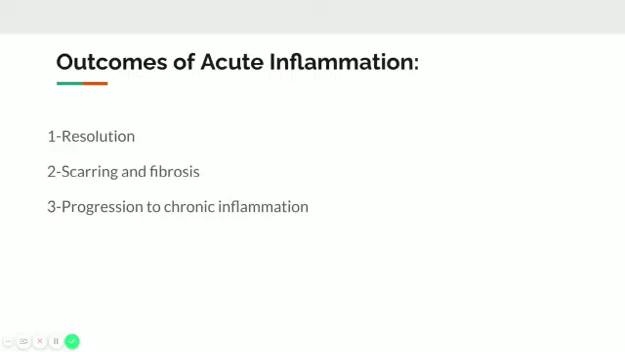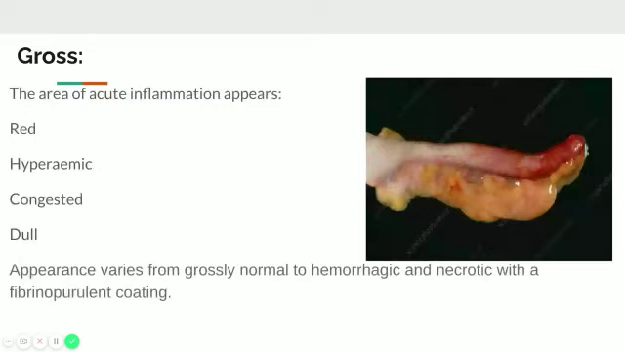Now, what are the outcomes of acute inflammation? This is an important question. Acute inflammation may lead to resolution, scarring and fibrosis, and it can lead to chronic inflammation in case of non-healing. Now, moving forward to acute inflammation, we will discuss the appendix, acute appendicitis.